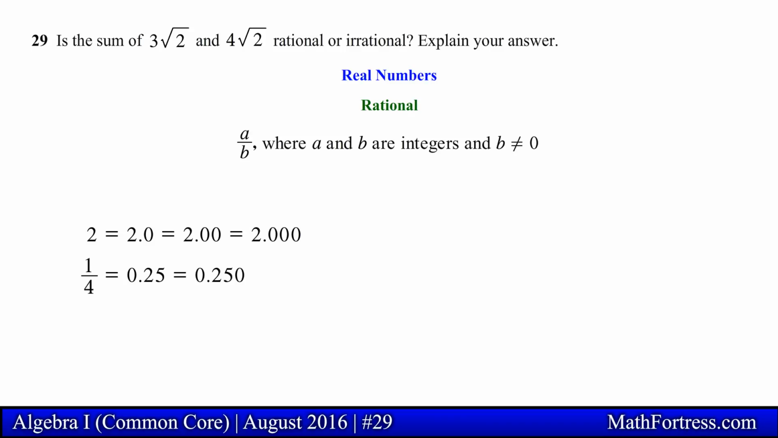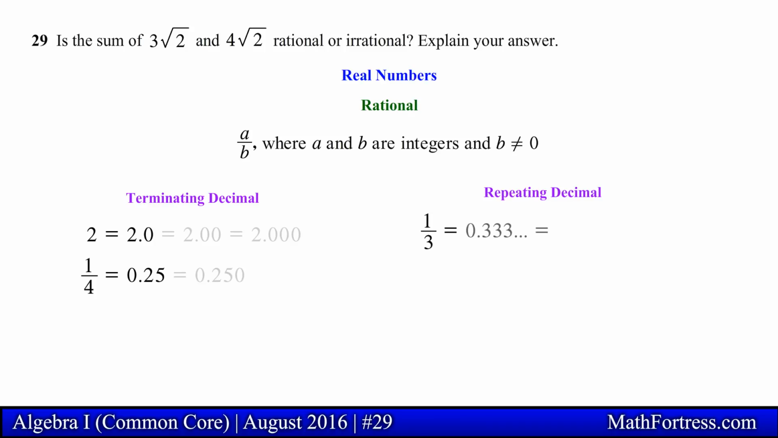The number 2 and 1/4 are examples of rational numbers that have a decimal representation that terminates. We also have rational numbers whose decimal representation does not terminate. For example, the rational number 1/3 has a decimal representation of 0.333, and so on. This pattern continues indefinitely, forever and ever.